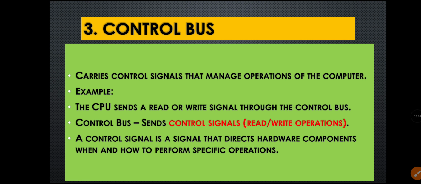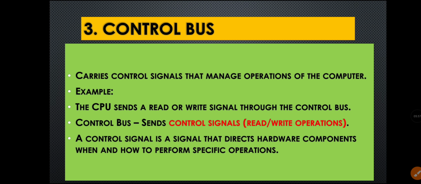So the third type of bus is control bus. What is the meaning of control bus? As the name itself suggests, it carries control signals that manage operations of the computer. So control bus always carries what? It carries control signals. For example, the central processing unit sends read or write signals through the control bus. So the central processing unit, it does what? It sends read or write signals.